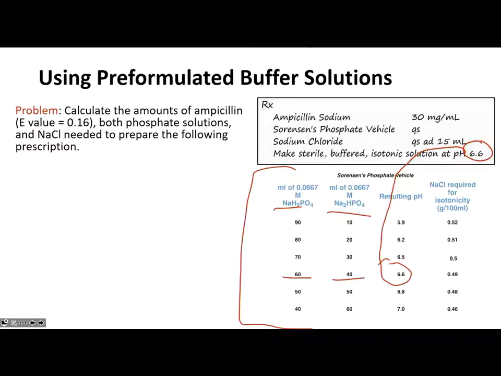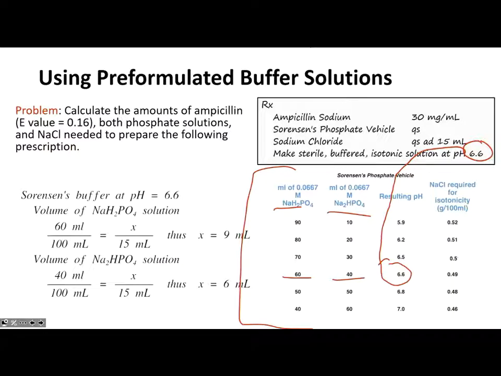But do I want 100 mils? Wait a minute. 60 plus 40 is how much? It's 100 mils. I don't want 100 mils. I'm not making 100 mils. How could I possibly figure out how much I need when I only need 15 mils? Let's just set up some proportions, all right?